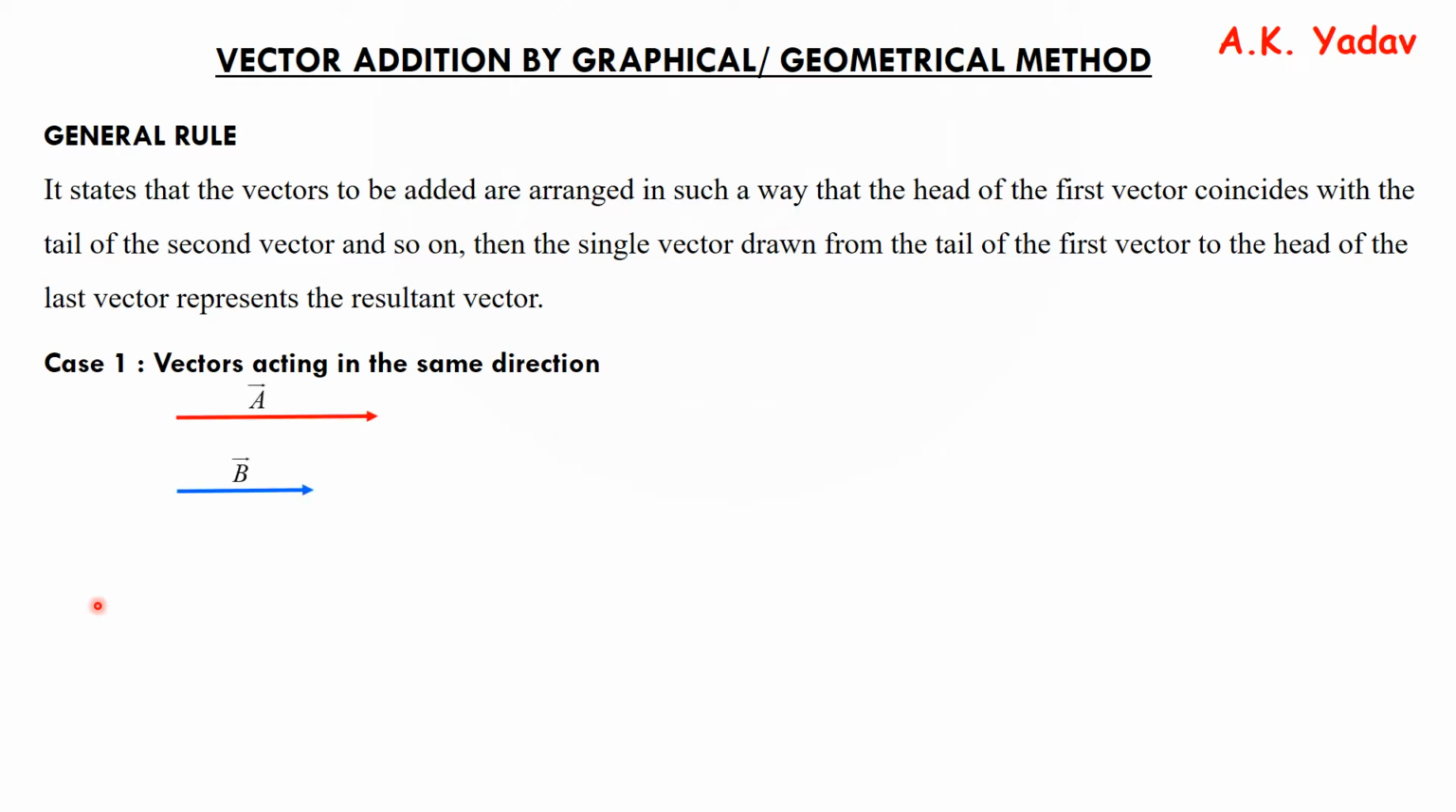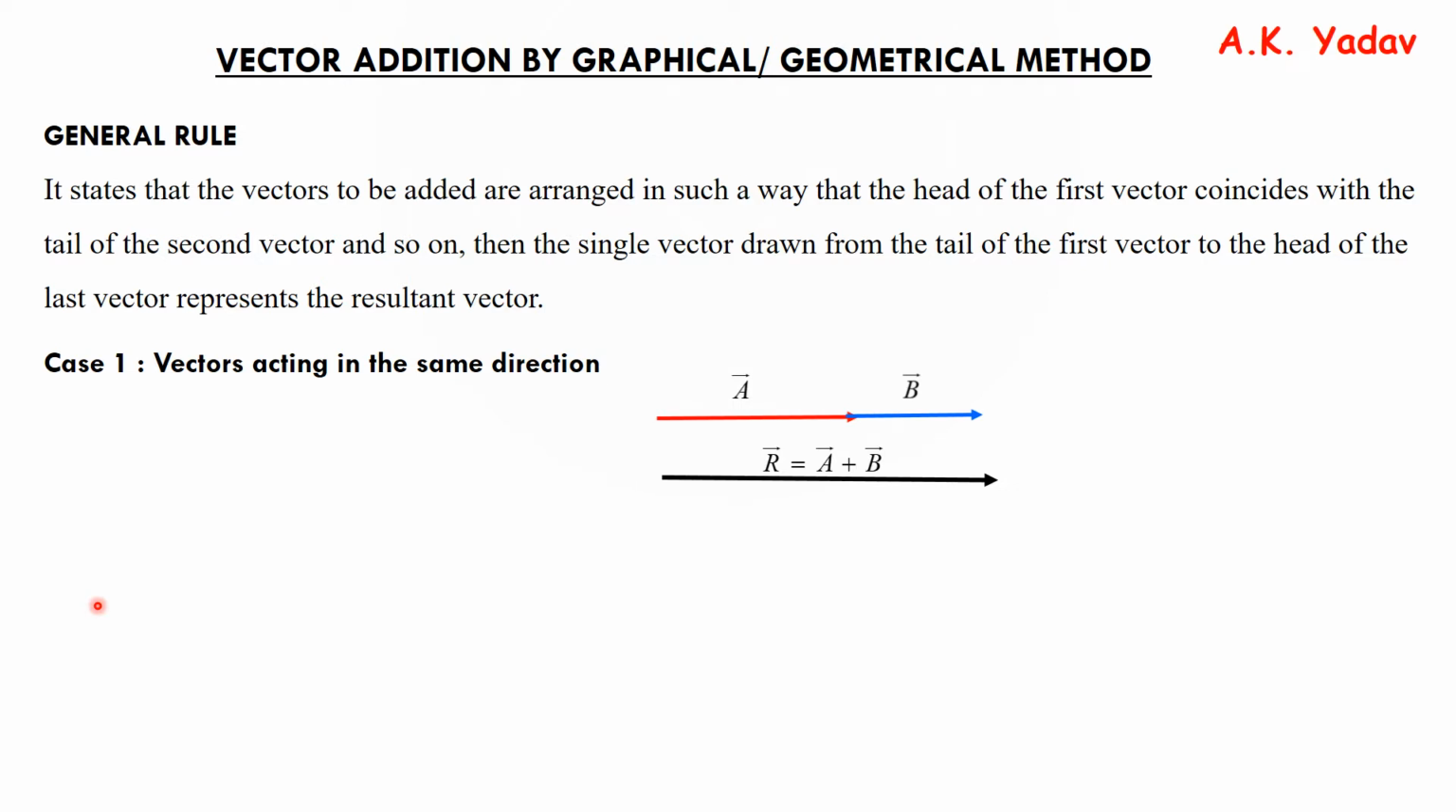This is vector A, this is vector B. We need to add them head to tail. So this is vector A, vector B is added to it, head to tail. We get the resultant shown by the black arrow, which is equal to A plus B. So when they are in the same direction, it's simply added.